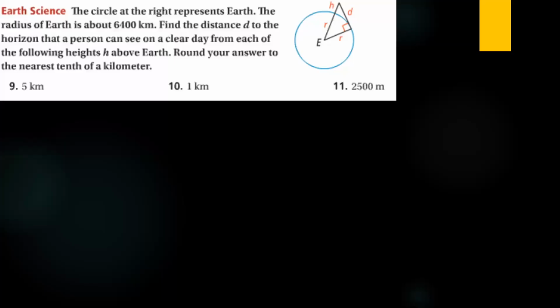Now, the circle at the right represents Earth. The radius of Earth is about 6,400 kilometers. Find the distance d to the horizon that a person can see on a clear day from each of the following heights h above Earth. Round your answer to the nearest tenth of a kilometer. Let's solve number 11 here.